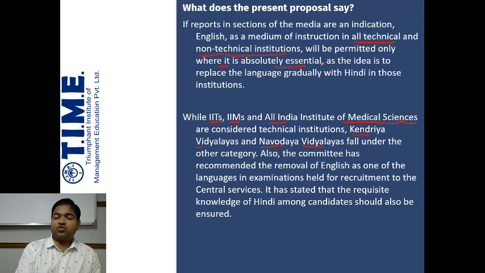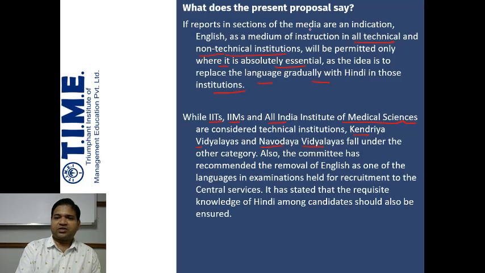So English is used only in rare cases where it's absolutely essential, as the idea is to replace the language gradually with Hindi in these institutions. See, this is not quoted from the official report. This is from the media. If media is an indication, as written here.